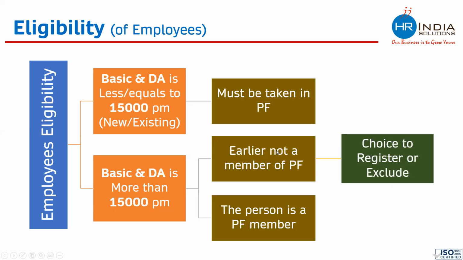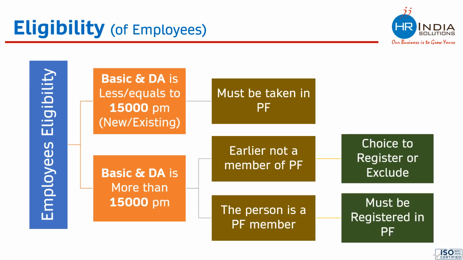Second case is the person was already a member of PF. When he joined your organization, and before joining, in his previous company also, he was registered under PF. So even if the basic and DA of that employee is more than rupees 15,000 per month, if the person was already a member of PF in his previous organization, it is a must to register that employee in PF. You do not have the choice whether to register or to exclude. So if he was earlier a member of PF, you need to register him under PF, and you need to provide all the benefits to that employee, which he was getting in his previous organization.